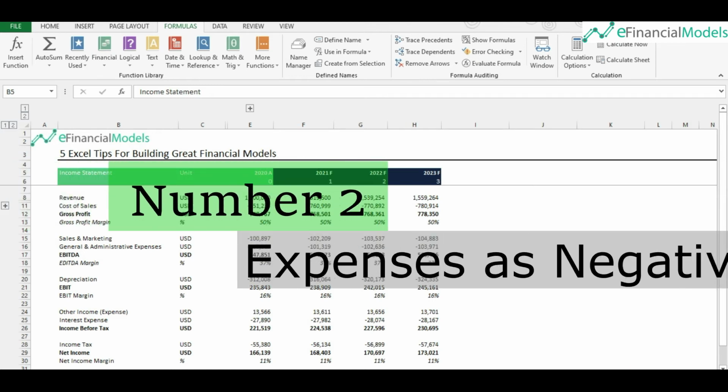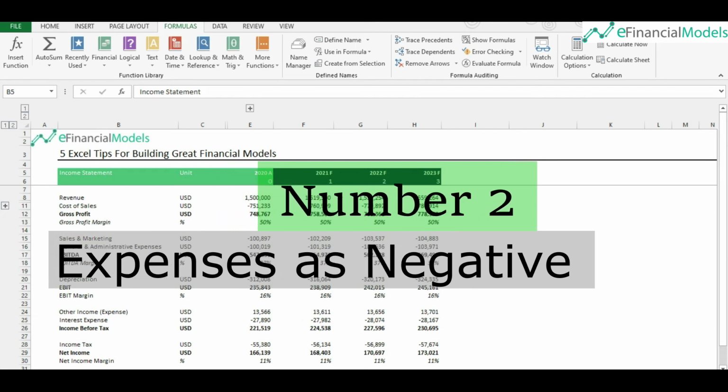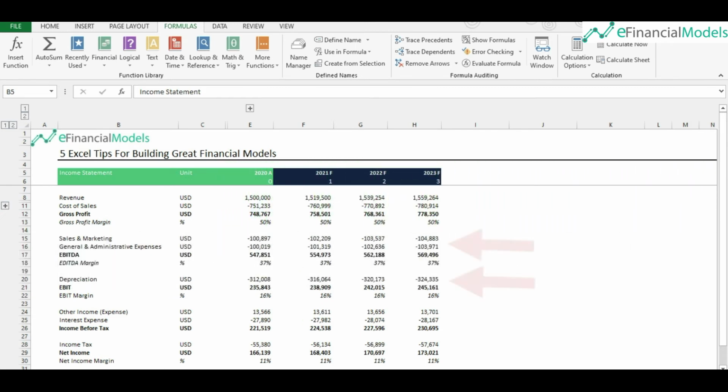Number 2. State all expenses as negative numbers in the income statement. A financial model is filled with rows and columns of numbers. Reflecting the expenses as negative numbers lets you quickly identify what is income and what is an expense.